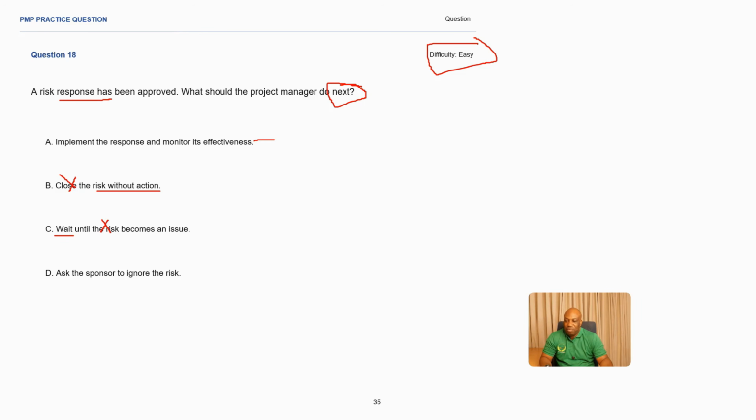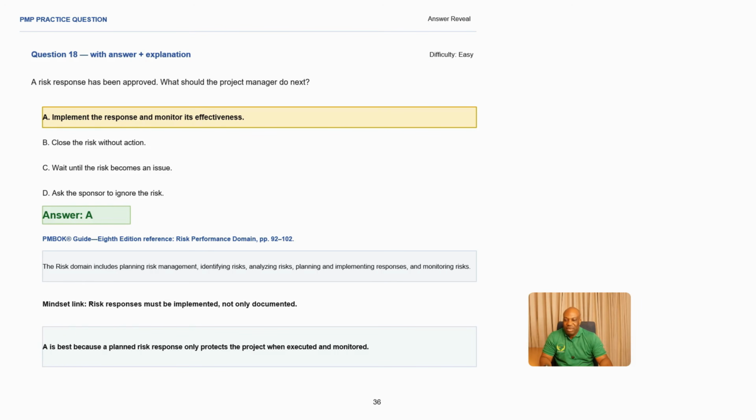Then number 4, which is D, ask the sponsor to ignore the risk. The responsibility of the project manager is to run the project, so you don't ask the sponsor to ignore. The word ignore makes this answer incorrect, thereby making A the best answer in this scenario.